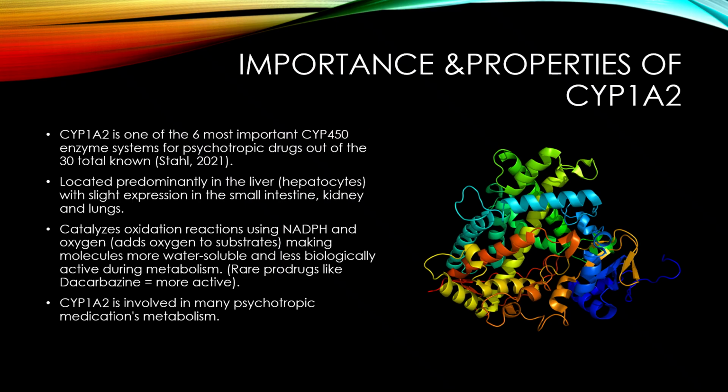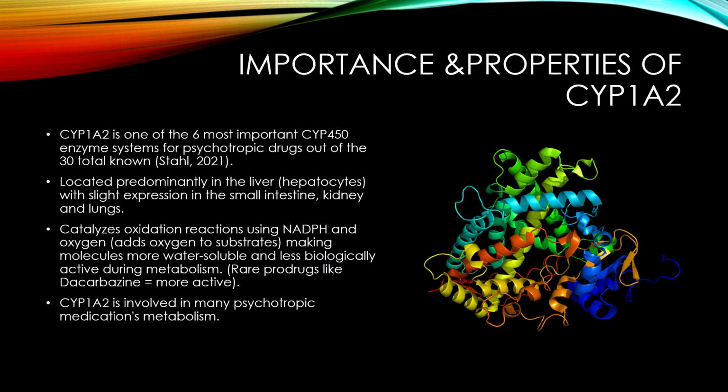So, importance and properties of CYP1A2. CYP1A2 is one of the 6 most important CYP450 enzyme systems for psychotropic drugs out of the 30 total known. It should be noted that there are still likely many more CYP450 enzymes that have yet to be discovered. It's located predominantly in the liver by hepatocytes, with slight expression in the small intestine, kidneys, and lungs.